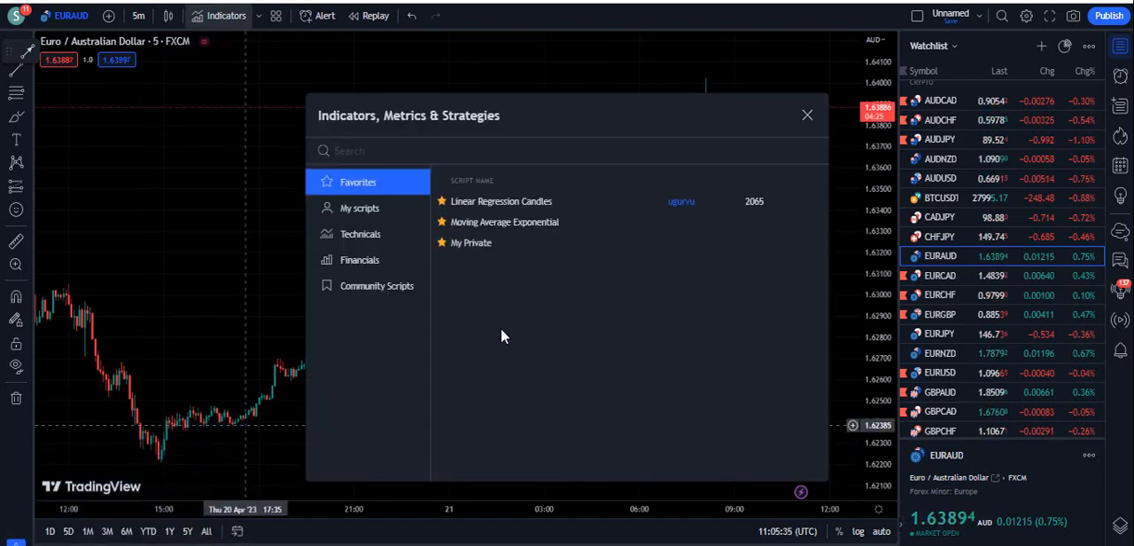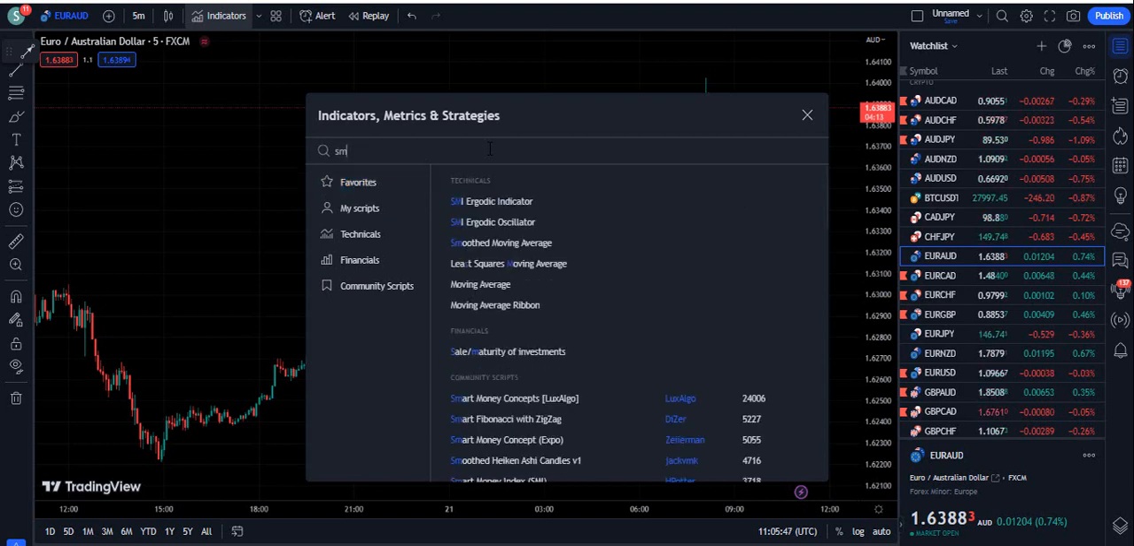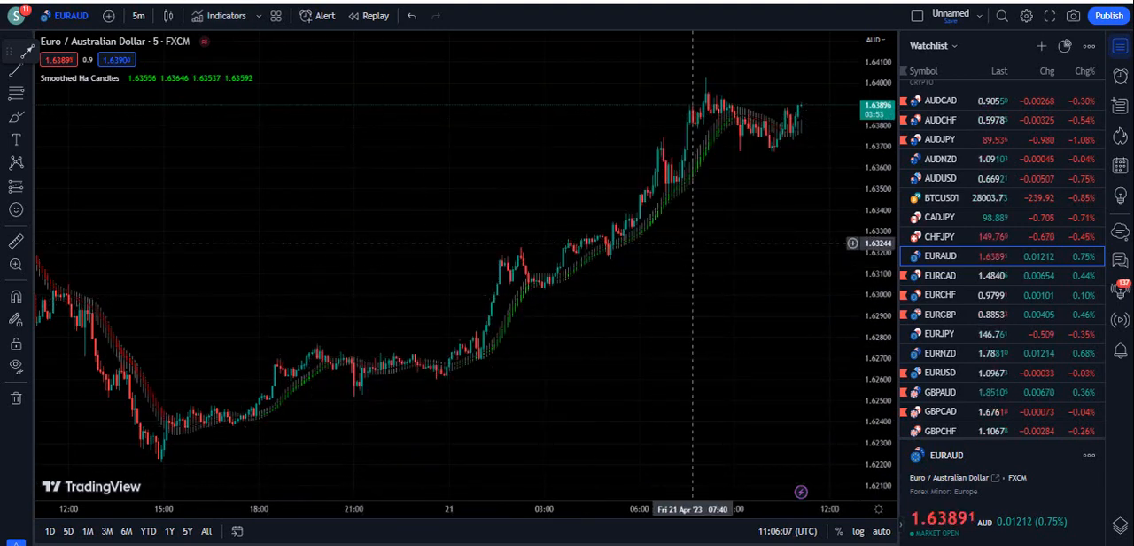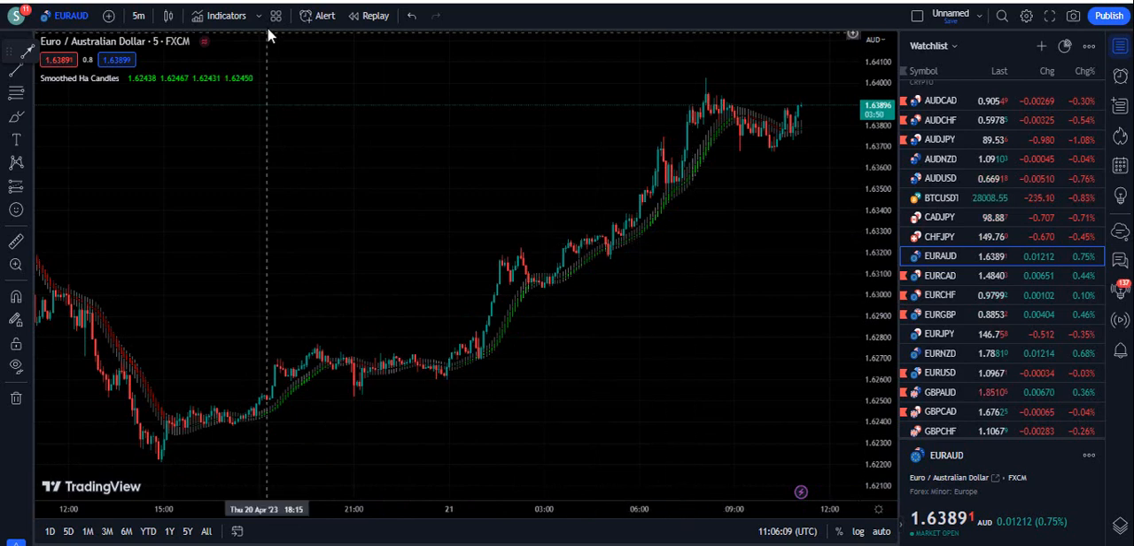So first of all, I'm going to the indicator section. Basically, let me tell you guys that we are going to use a couple of indicators, and we are going to use them with the proper settings that I'm going to explain in this video. So for the first indicator, we need to write smoothed. When we write smoothed, you can see there are a lot of indicators, but we are going to use the one with the author name Jack VMK, and 4,716 traders are using it. This is called smoothed Heikin-Ashi candles version 1 V1. Okay, so if I attach this indicator, it will appear on my screen like this, but we need the second indicator as well.